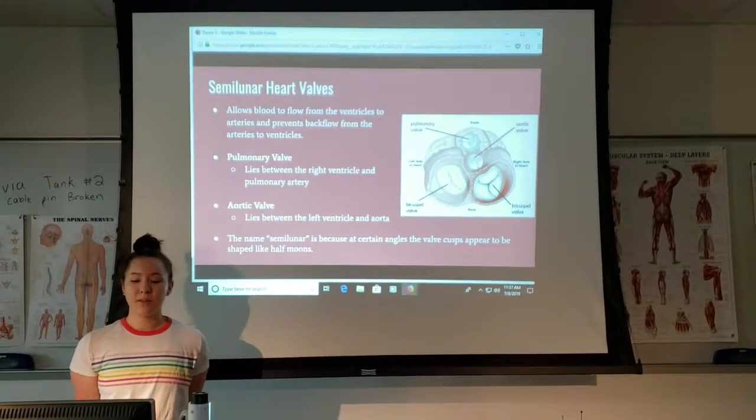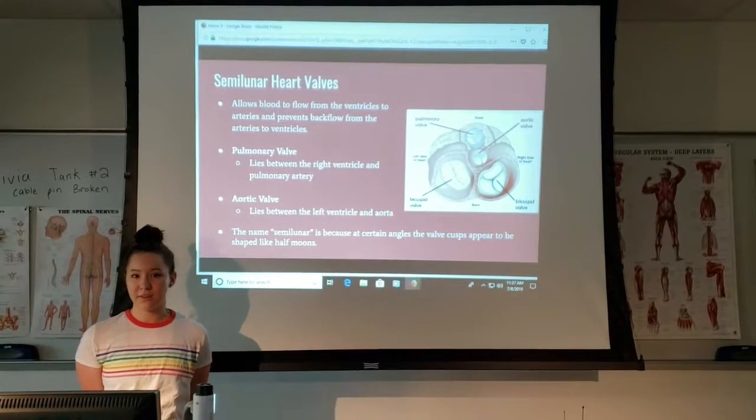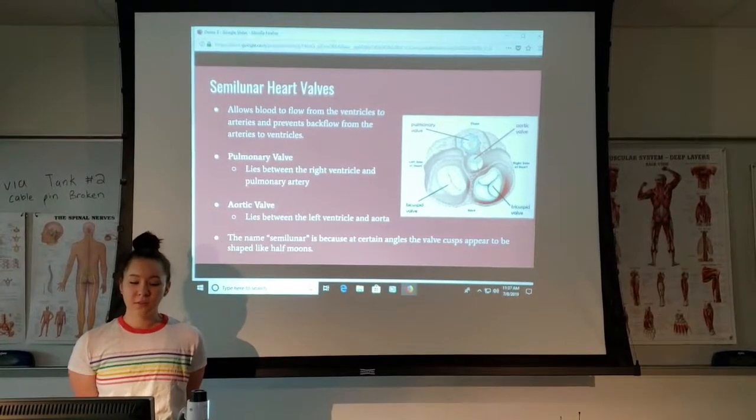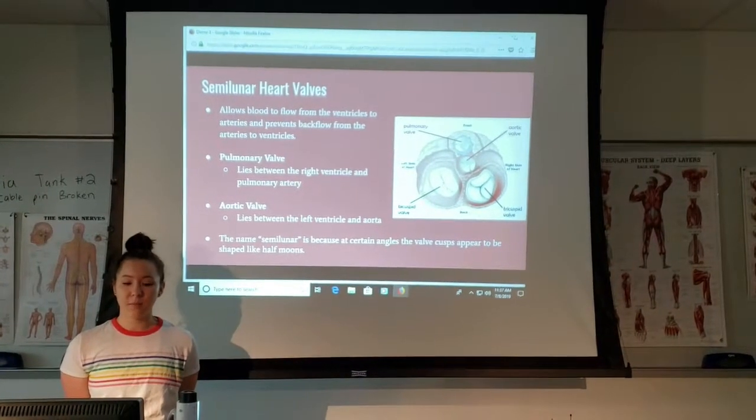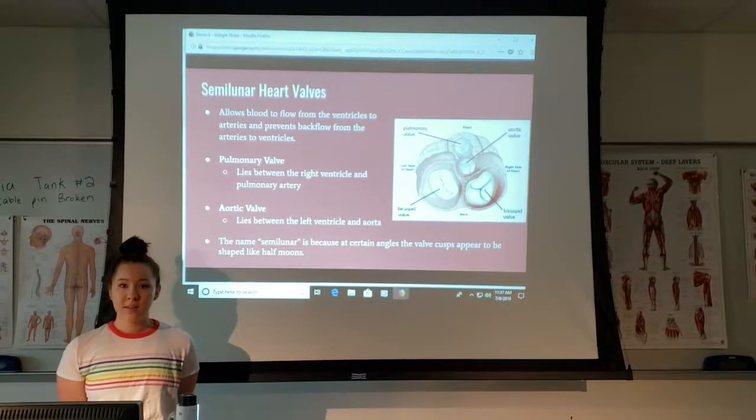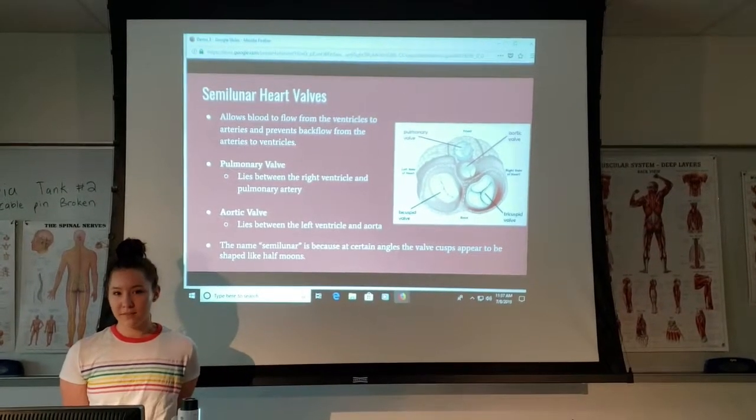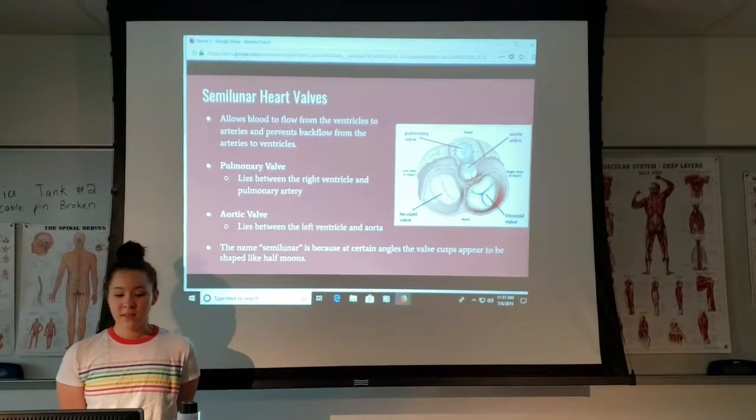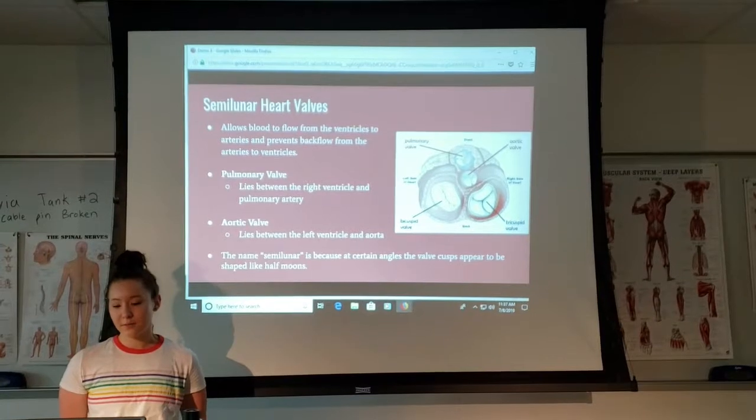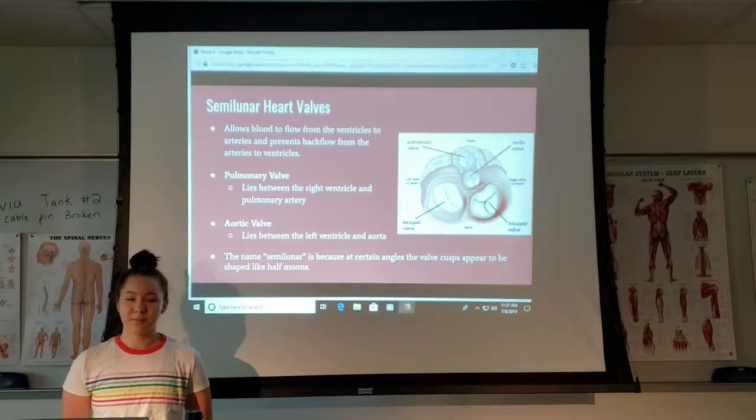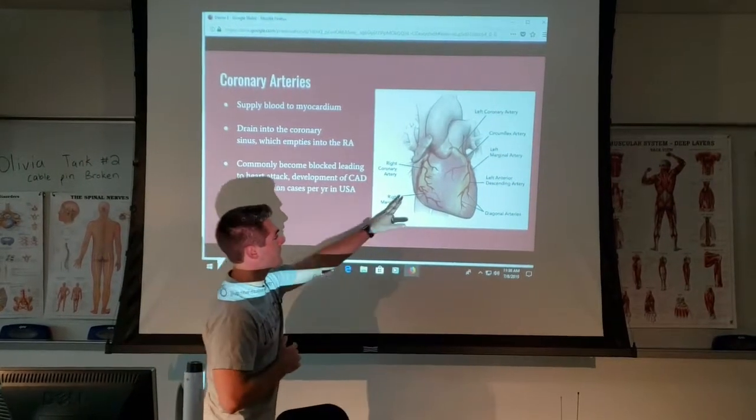These valves allow blood to flow from the ventricles to the arteries, and they also prevent backflow from the arteries back into the ventricles. So first, there is the pulmonary valve, and this valve lies between the right ventricle and the pulmonary artery. The next semilunar heart valve is the aortic valve, and it lies between the left ventricle and the aorta. The name semilunar comes from the fact that at certain angles, the valve cusps appear to be shaped like half moons.